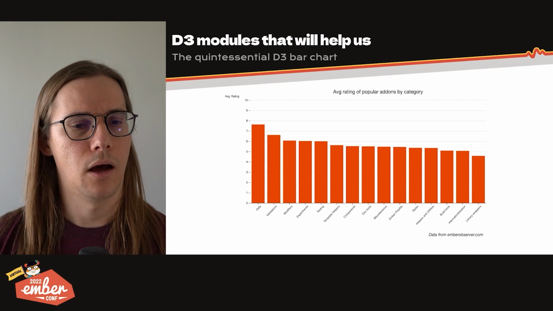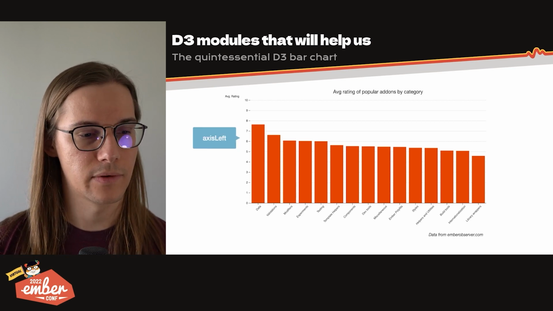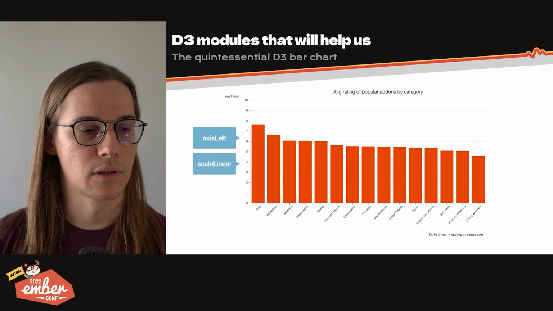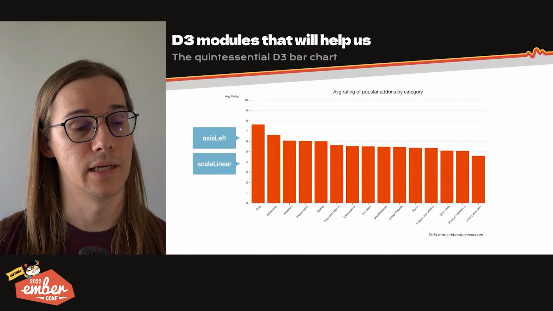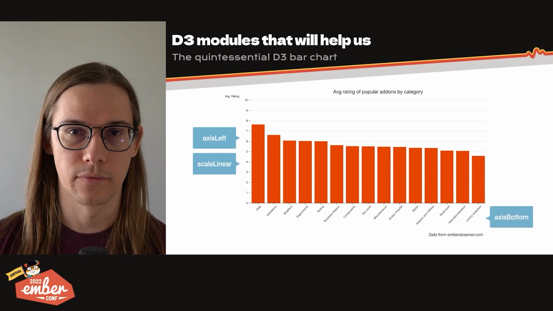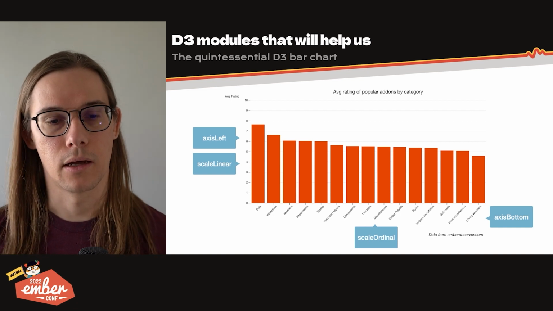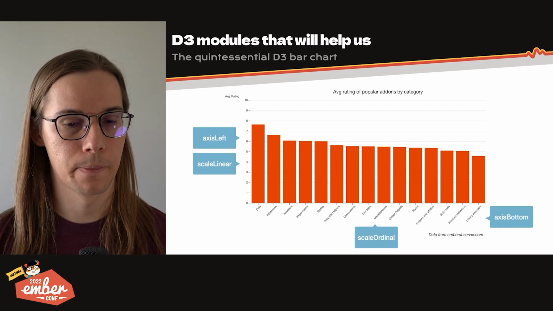Let's break down our bar chart in terms of D3 primitives. First, we have an axis left. This axis left is built on top of a scale linear, 0 to 10. It's not logarithmic or anything like that. Then we have an axis bottom down here for our x-axis, and it's built on a scale ordinal. This is a discrete set of data based on category name.